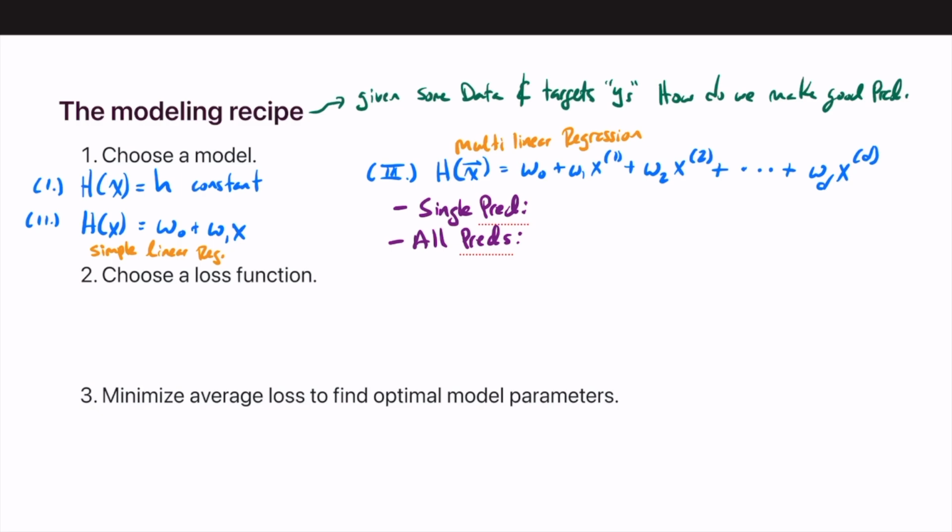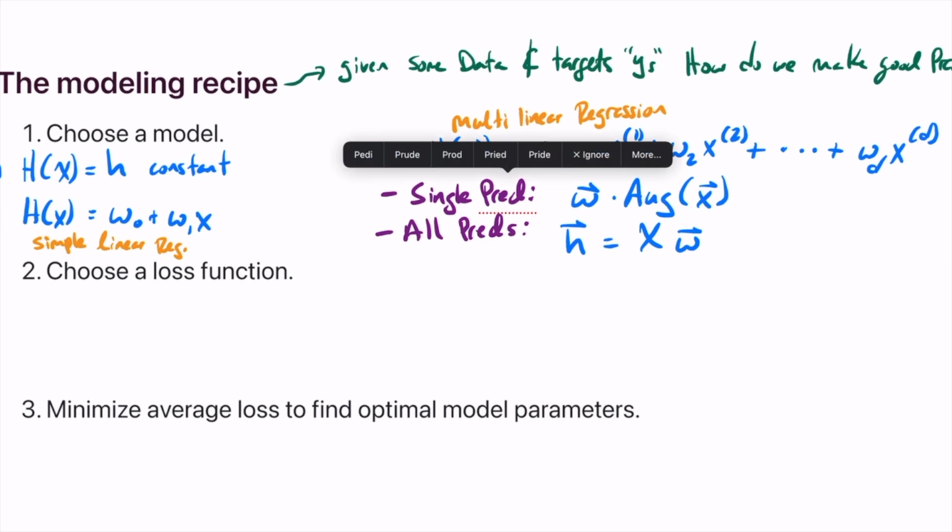for a single one, we had the idea of the augmented matrix. So that would be our W, our augmented X vector for the feature. And then for all the predictions, we had our hypothesis vector, which equaled our design matrix times some parameter vector. And that was for all the predictions for all the data points. Okay.